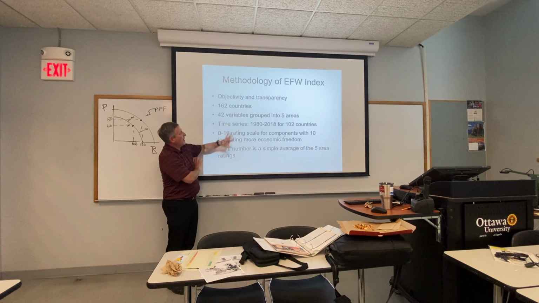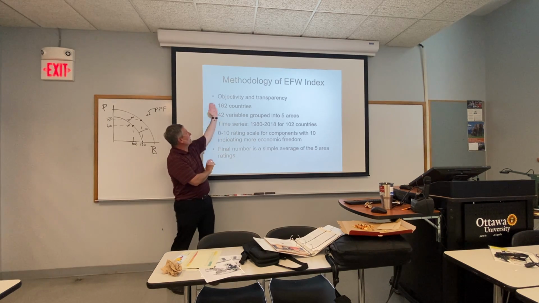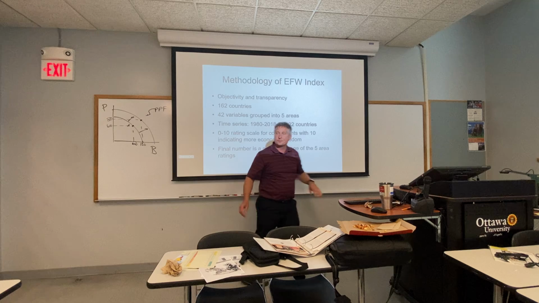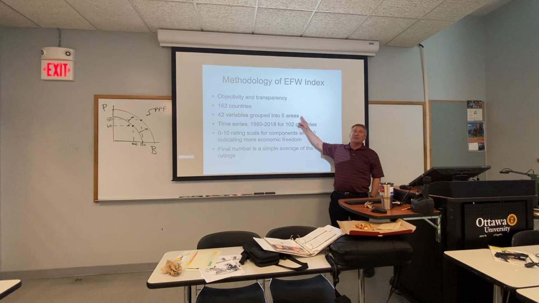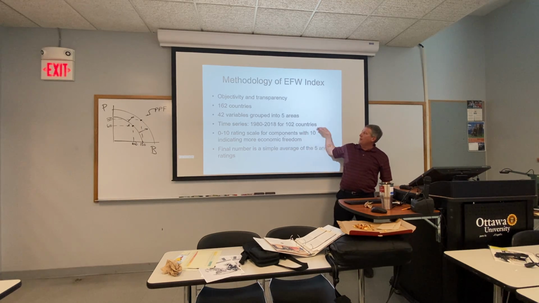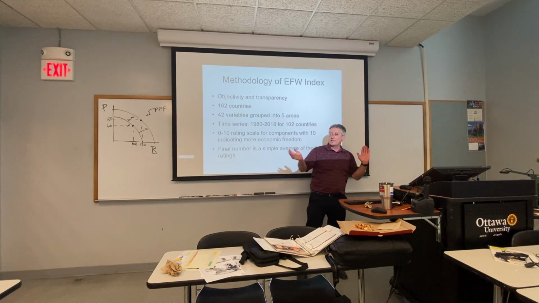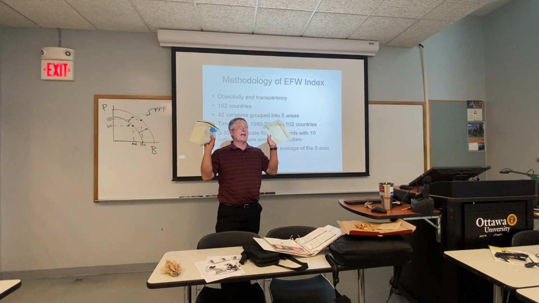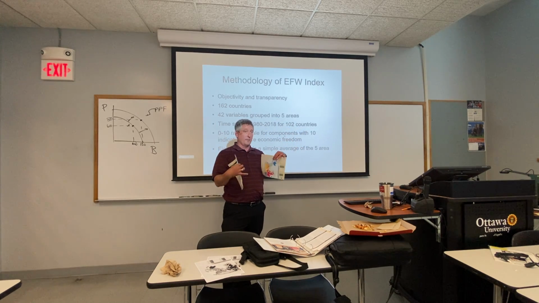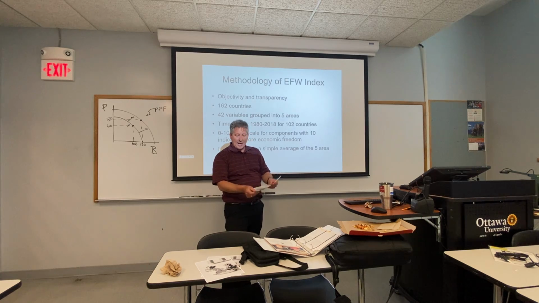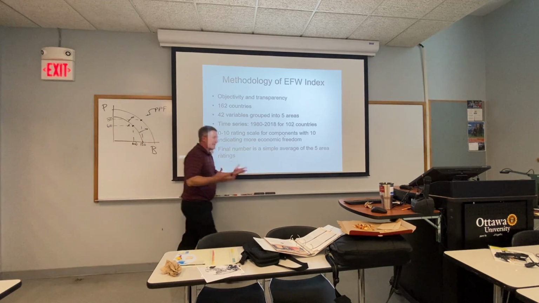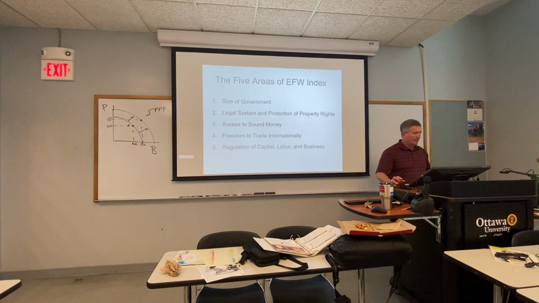All right, so here is how the number gets calculated. There are 162 countries with data out there, and at least for this year, 42 variables, I think they picked up one other variable in previous years, grouped into those five areas that we just explored. And then we look at what's happened over time, and each country ultimately gets a number between 0 and 10. So if you look at your list, all of the countries here have a number between 0 and 10, collected from those five areas from external sources and giving them an overall ranking that is just taking the averages of the five areas. So that's how the number gets created.